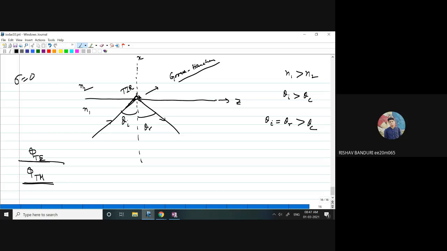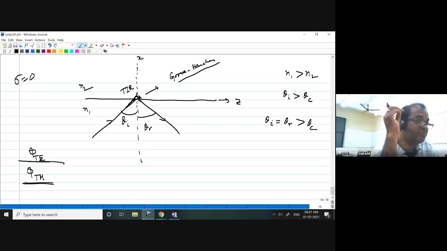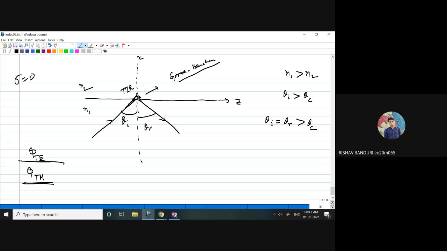Sir, I have a question. If I deposit a layer of N2 very small, less than my penetration depth, and then there is an N1 medium, then I have a very definite probability to get the field again. Yes, yes, very much. That's very important. It is analogous to quantum tunneling. Exactly.